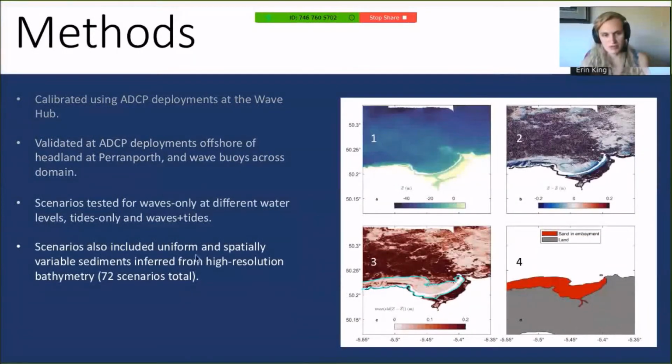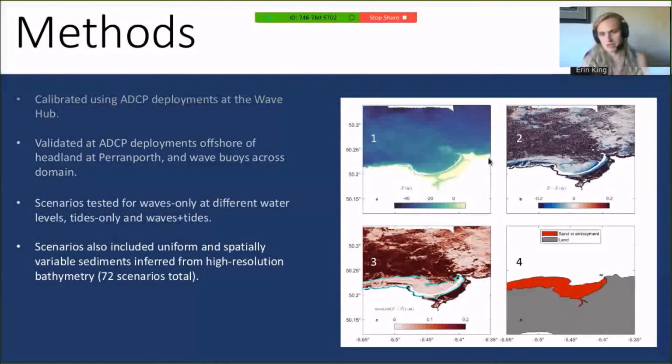These were also performed for uniform sediment coverage, so sand cover everywhere, and spatially variable sediment coverage, so not considering sediment depth, but considering the spatial availability of sediment, which areas have sediment, which areas are bare rock. And that gave 72 scenarios in total.